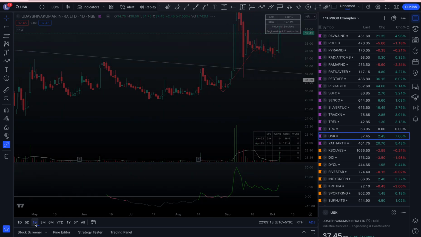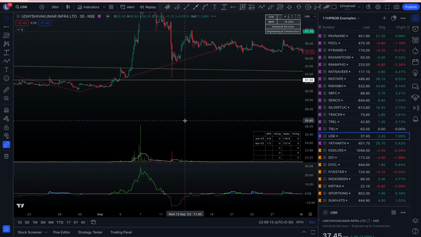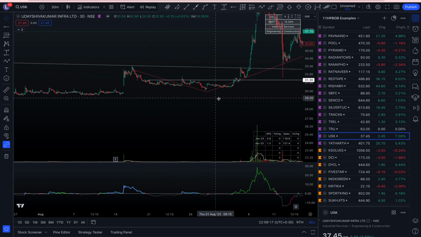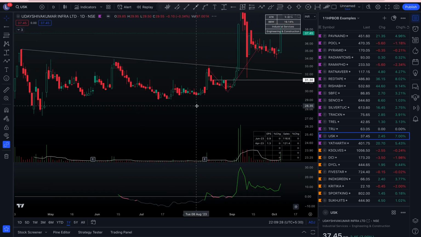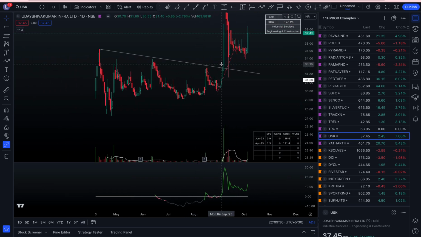So if you go to a 30-minute time frame here, you see this was the third contraction, and you had the fourth contraction here and a tight area. And on this candle early morning, that would have been a clean entry, the main IPO based breakout entry in here, around 33 rupees or so.